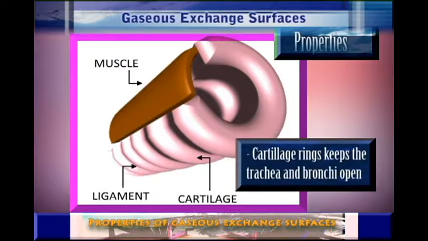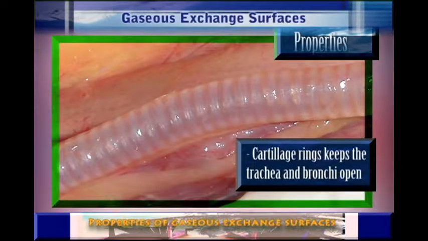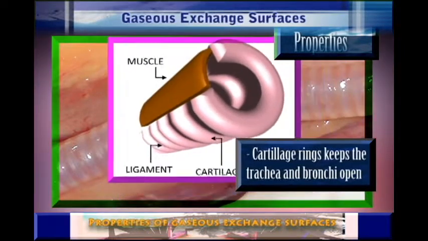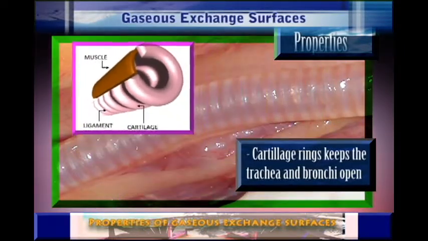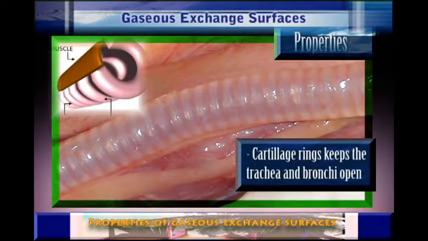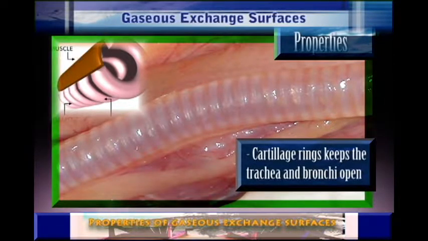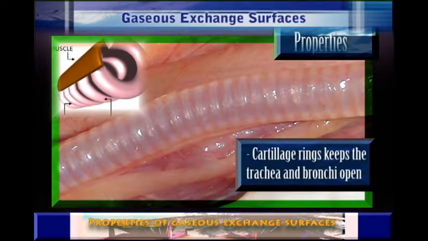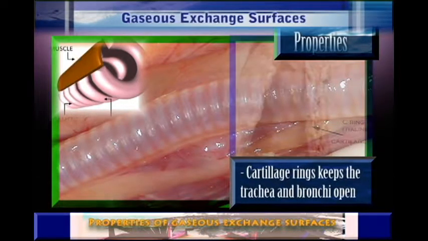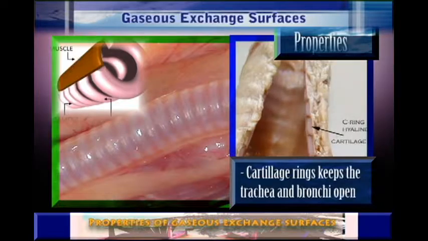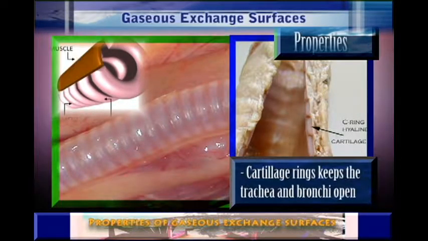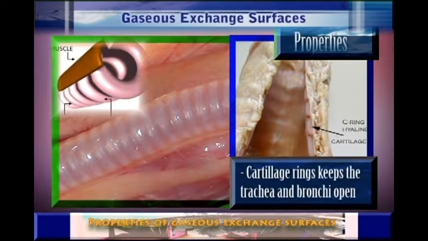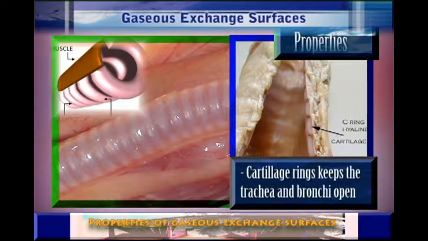The cartilage rings keep the trachea and the bronchi open. The strength of the cartilage is what keeps the trachea and the bronchi open, and it also prevents them from collapsing in and closing the gap.